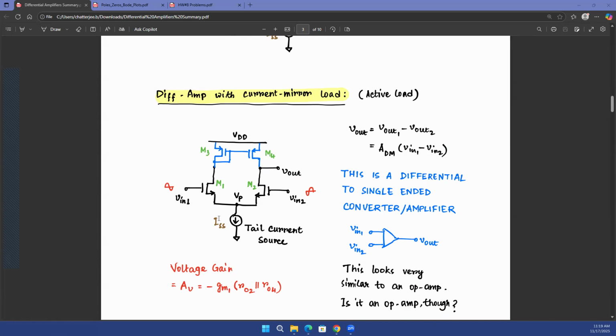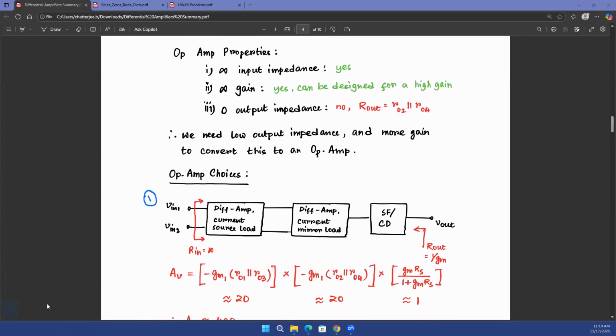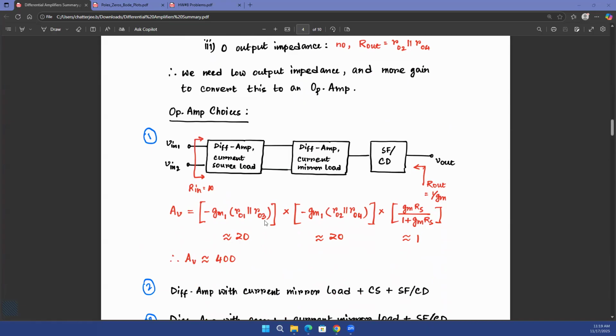That's one problem that we have identified, right? So this is still a no. So we need low output impedance and we need more gain to convert this to an op-amp. So I can make a few different choices. So for example, by the way, I already know the solutions though. Even though this is not an op-amp yet, we know how to make it an op-amp.